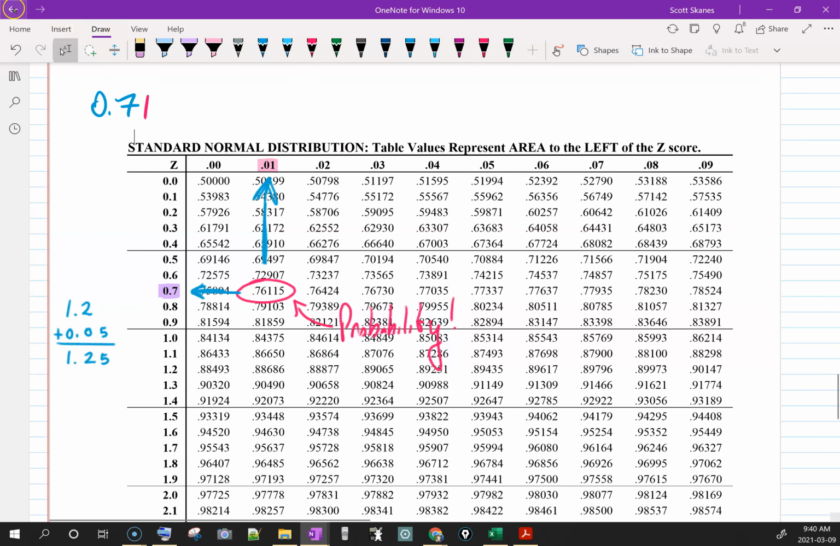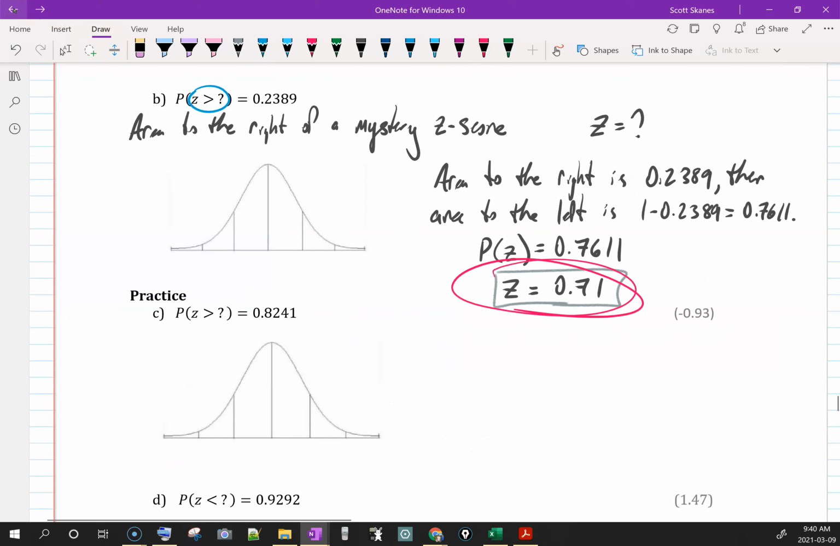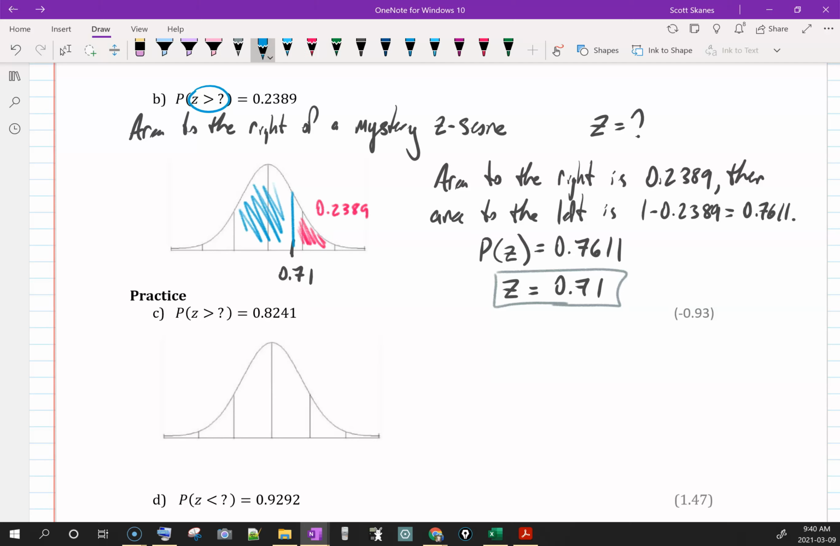Now that takes a bit of work to get to, doesn't it? But that's how we do it. And if you want to make a picture of what's going on here, 0.71 is what I'm dealing with. The area to the right of that point is 0.2389. The area or probability to the left of that point is 0.7611, which hopefully should make sense. I'm to the right of the mean in this case, which means that the probability has got to be greater than 50%. It all kind of checks out.